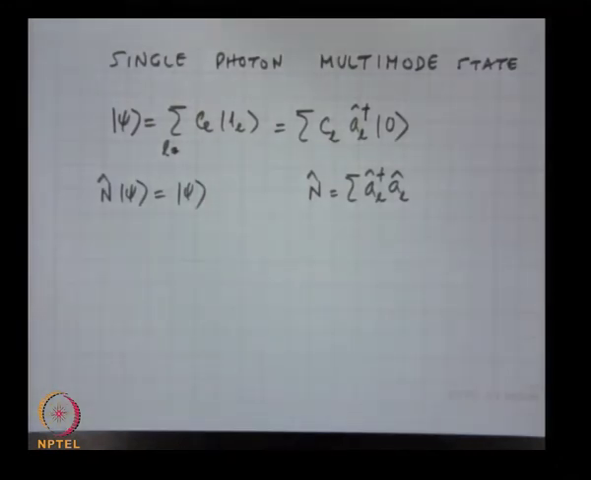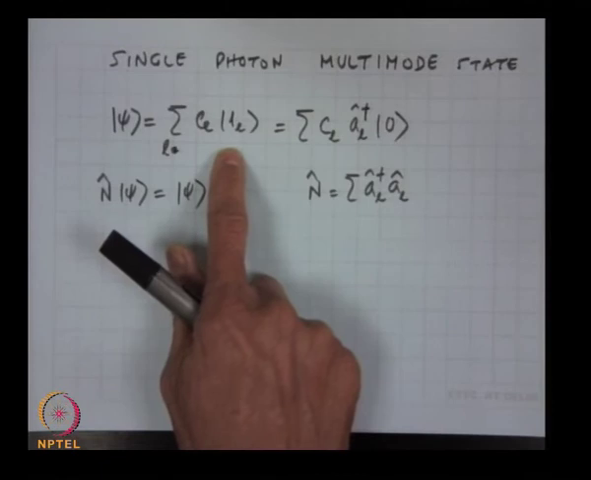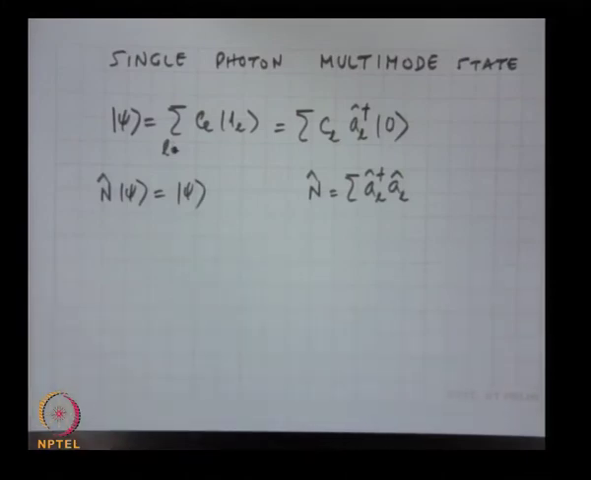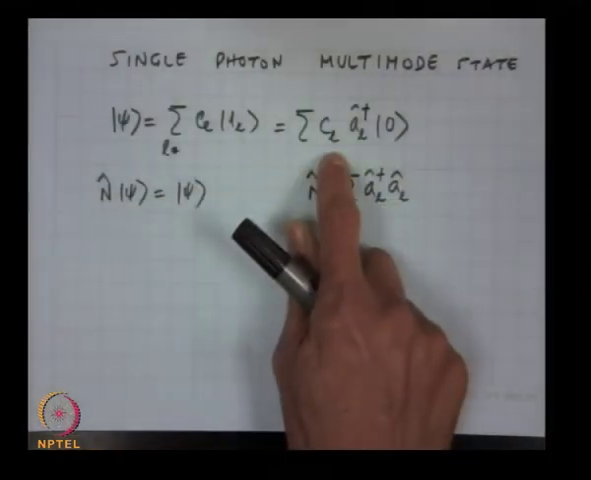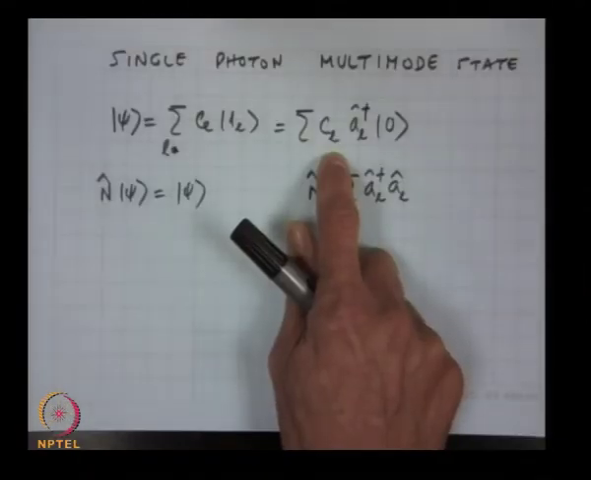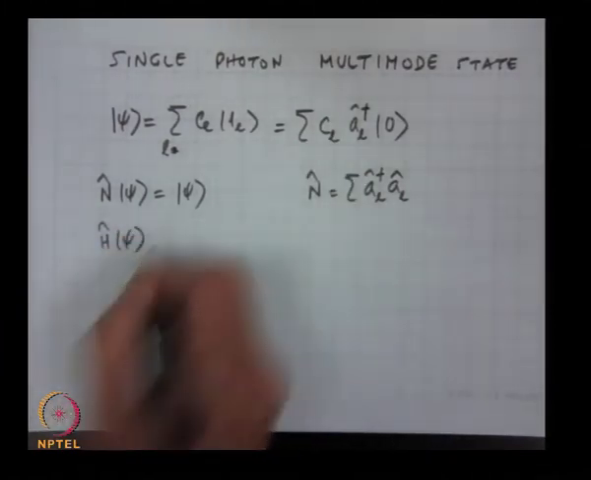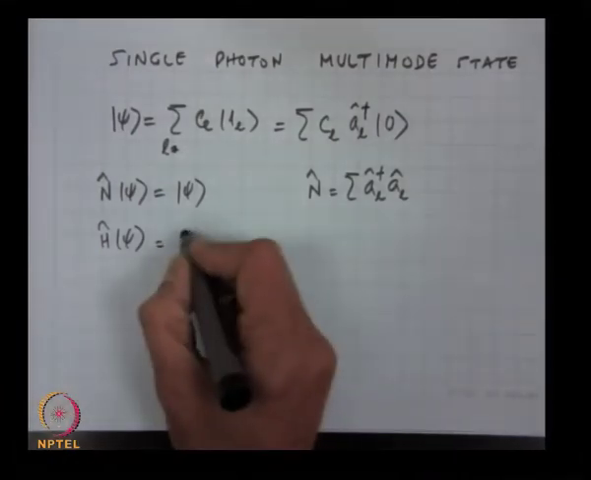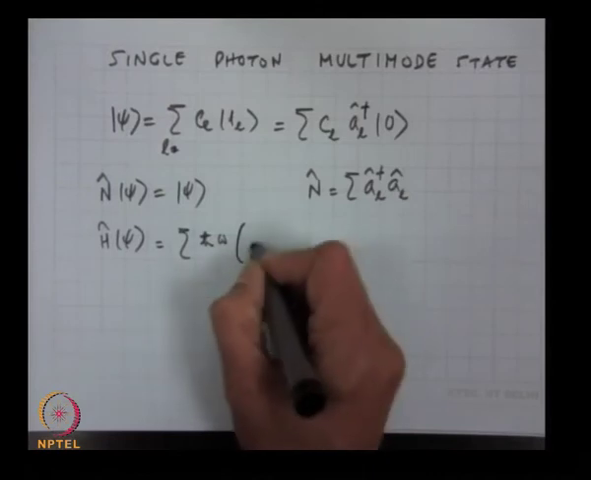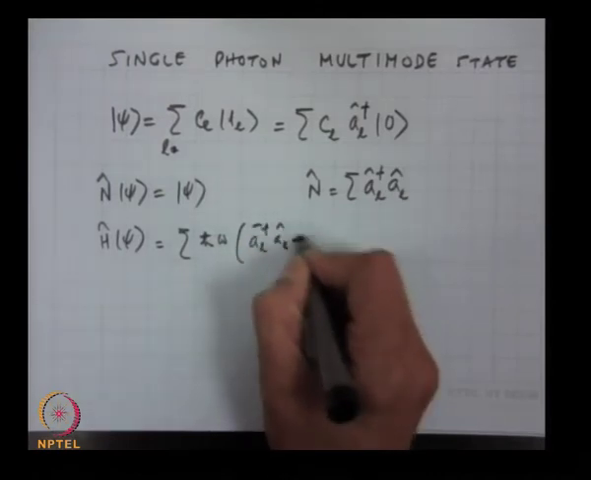This is not an eigenstate of the A_L dagger A_L operator, which means it has no well-defined photon number in the Lth mode, because that single photon is in a superposition of various modes. These modes could correspond to different frequencies, different propagation directions, different polarization states, whatever it is. This is also not an eigenstate of the Hamiltonian operator. If you calculate H psi, this will not be proportional to psi. Because this will be essentially sigma h cross omega A_L dagger A_L plus half.